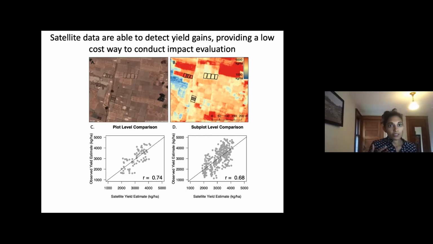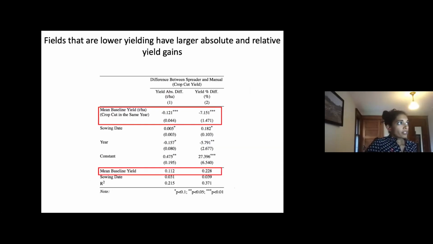So some farms actually didn't get any yield gain, it was 0%, but other fields got yield gains of about 15%. So we wanted to understand what factors explain this heterogeneity in impact. We ran a regression where we put in a variety of independent variables that we hypothesized could be important. And the main factor that we found to be important was the baseline yield of the plot. Basically, fields that were lower yielding to begin with were the ones that saw the greatest improvement in yields.